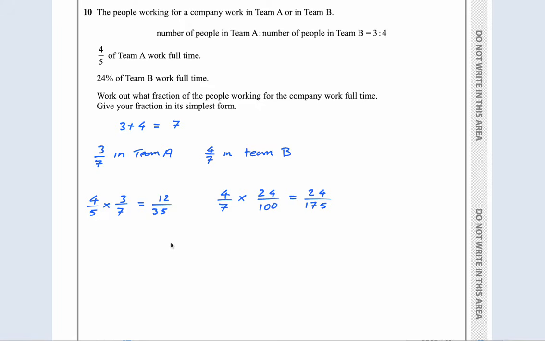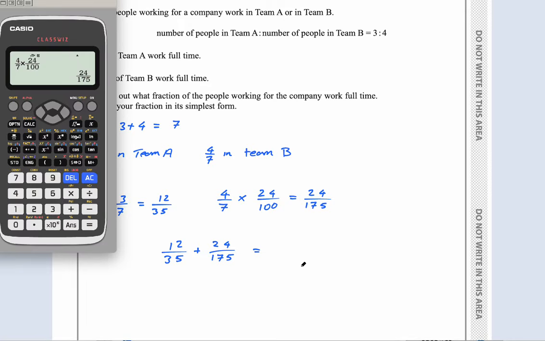So all I need to do is 12/35 plus 24/175, because this is the fraction of the total that work full time in Team A, and this is the fraction of the total that work full time in Team B. So if I just add them together, I get the total fraction working in the company full time.